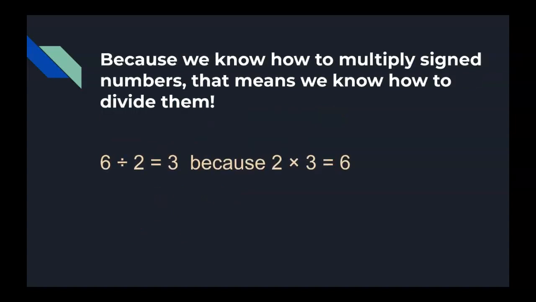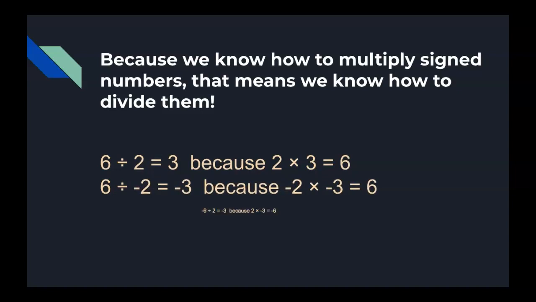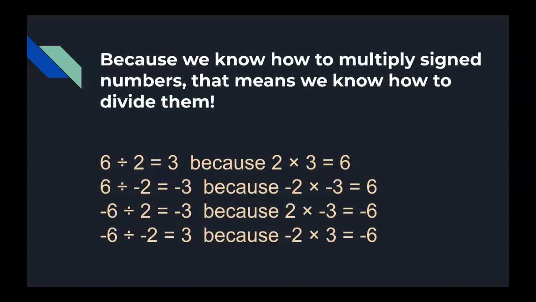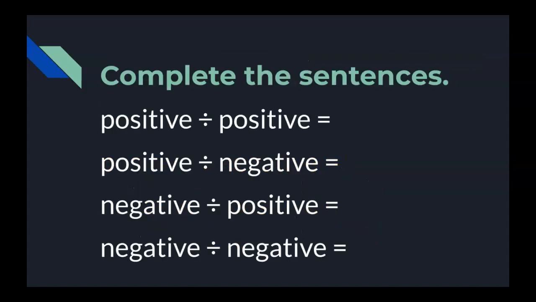Because we know how to multiply signed numbers, that means we know how to divide them. So just looking at these simple examples, some with positives, some with negatives, if you create your fact families, and you think about this every time, you're going to come up with some commonalities that happen over and over again. So I want to see if you've kind of figured it out already.